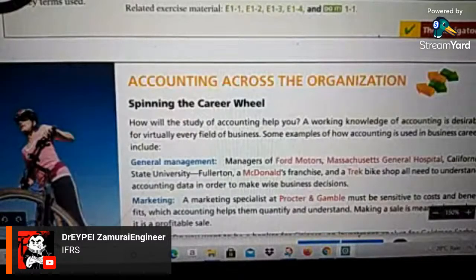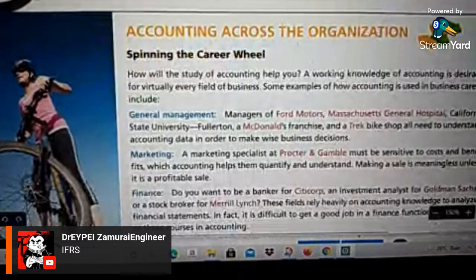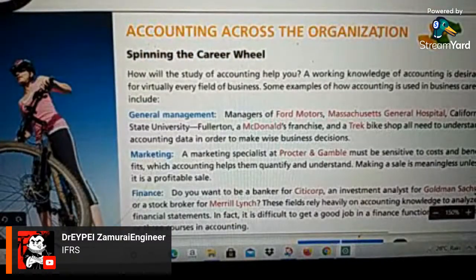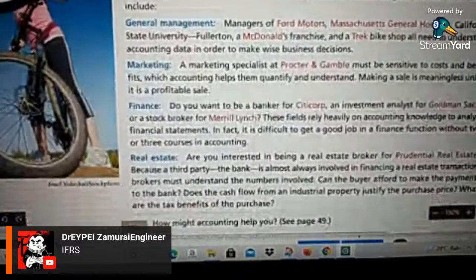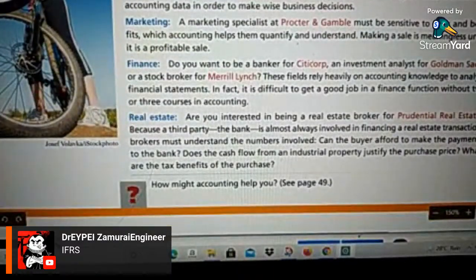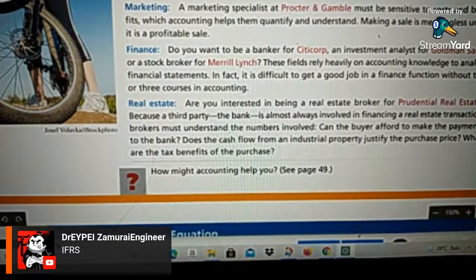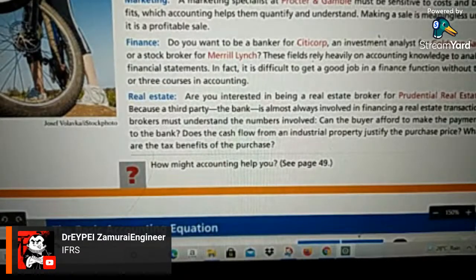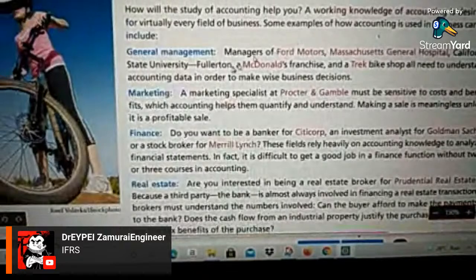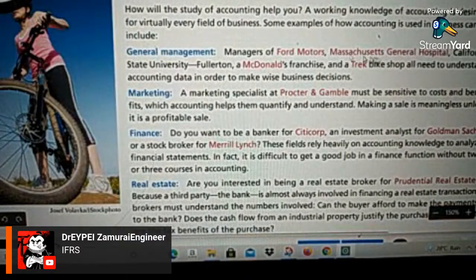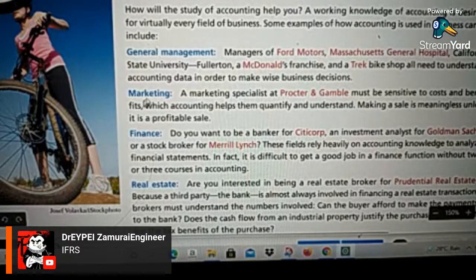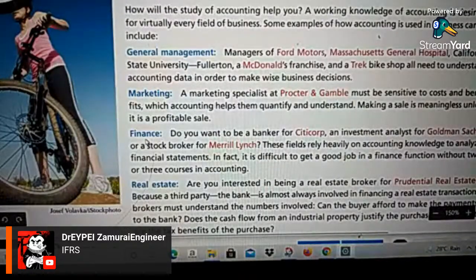Okay, let's jump over that because that is not a principle. Accounting across organization. Let us jump over this. You have to read all of these chapters, but I am just explaining those concepts and terminologies. General management. What do you mean by general management? Okay, general management. What do you mean by marketing? What do you mean by finance? What do you mean by real estate?